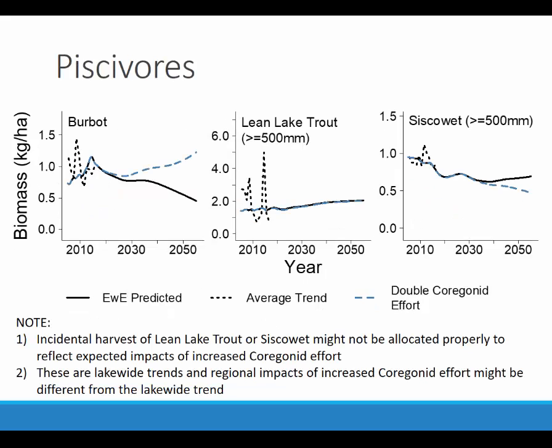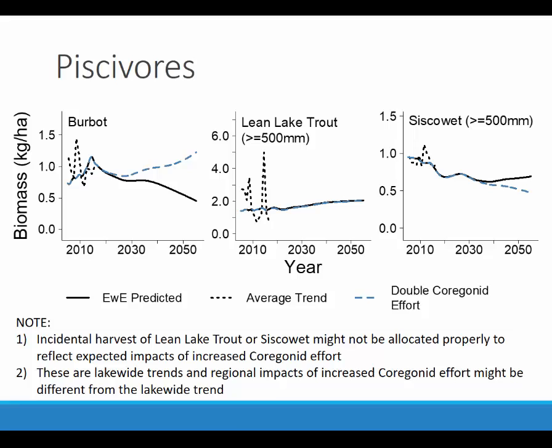For piscivores, burbot is the only really odd one, where the long-term trends don't really follow the 2005 to 2016 trends. We actually see that population decline if we continue with the status quo, and it ends up increasing after about 2020 or so if we have a double coregonid effort. For lean lake trout, it remains relatively stable. There is a very slight increase on that. And then for siscowet, we're seeing that the siscowet population continues to decline.